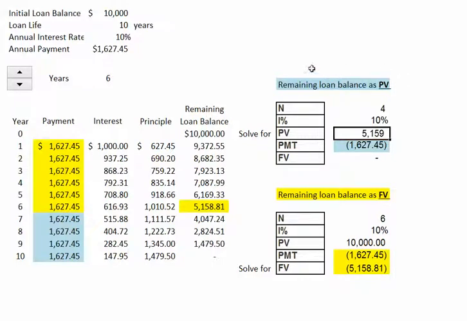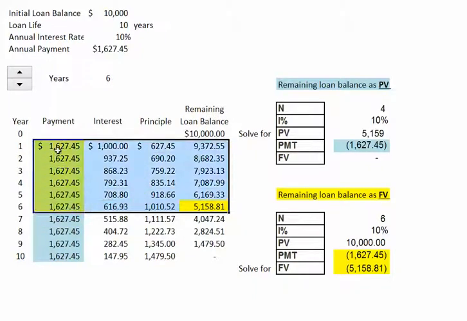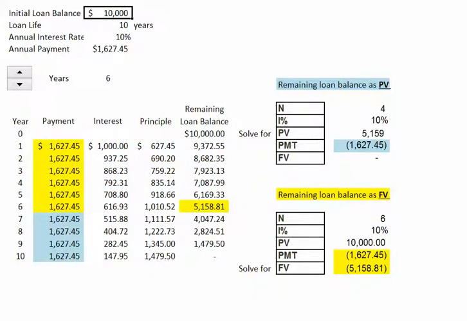So in your financial calculator, be sure you can solve for a loan balance in an amortized loan either as the present value of remaining payments or as the future value that is associated with the payments that have been made and the initial loan balance.